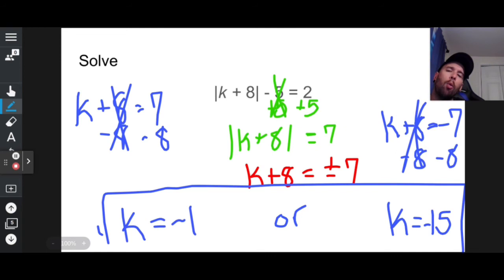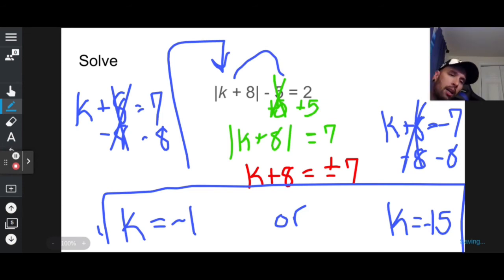Because if I take negative 1 and say negative 1 plus 8, I get 7. The absolute value of 7 is still 7, and 7 minus 5 is 2. And I can do the same thing with negative 15 and I'll be good. But what I did while my rude pets interrupted is I subtracted out the 5 because I had to get the absolute value all by itself. Did the plus or negative thing, split it up into 2 and solve each.